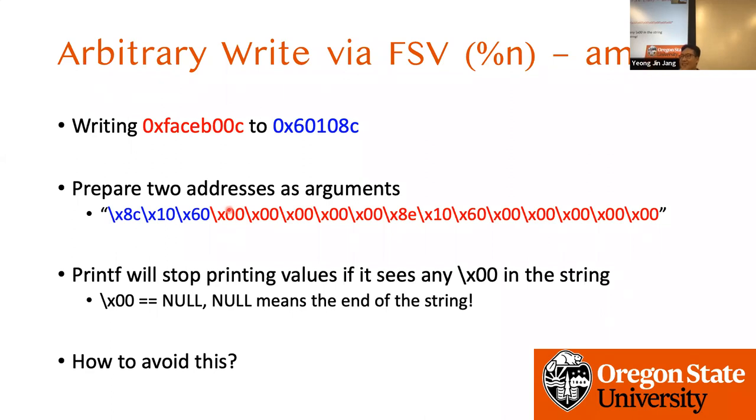Yeah, so we can put the directive first and then the address. Because when we put the buffer, it will use fgets, and it will get all the zeros. But how printf uses the argument is just based on the stack. So we don't have to print the address at all. We put the directive first, and then put the addresses at the end.